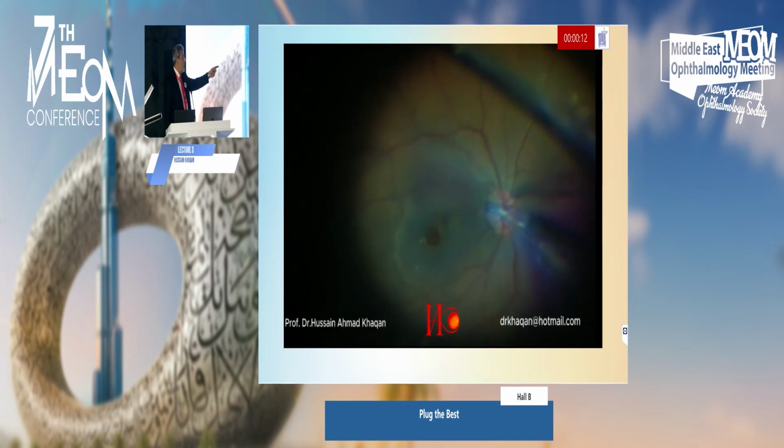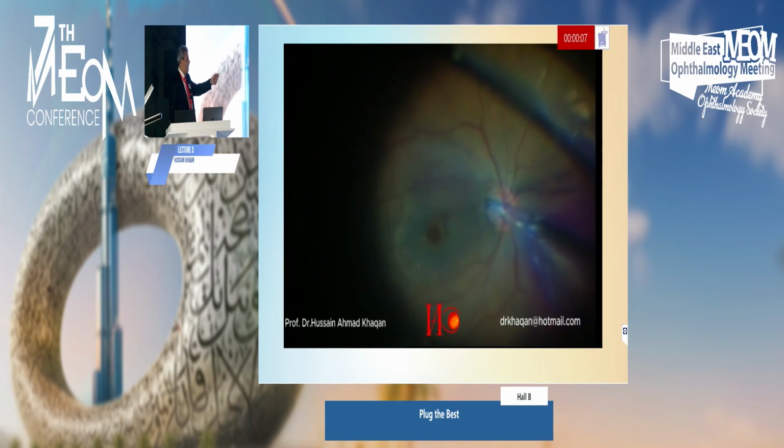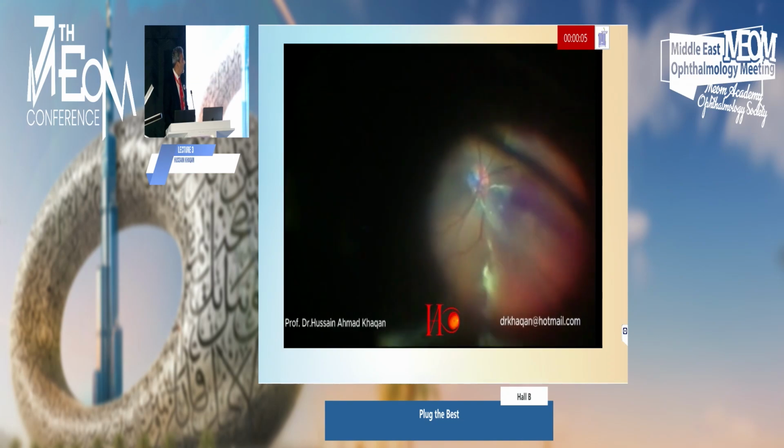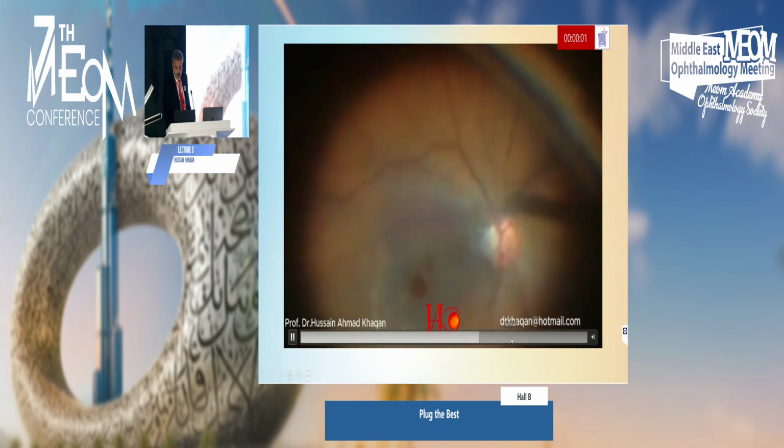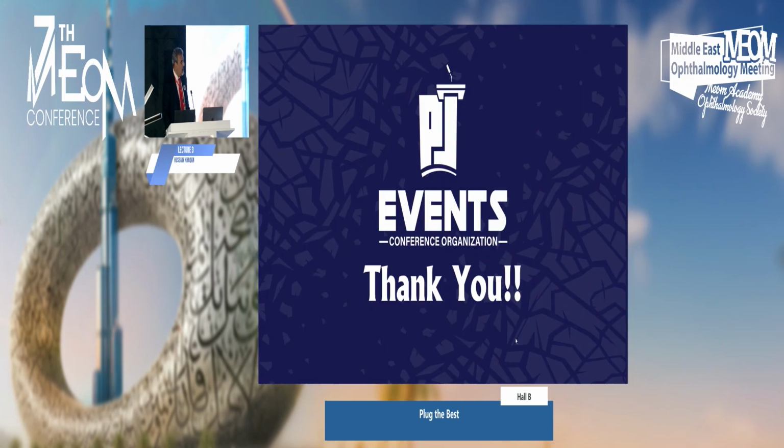And here you can see how tightly it's fixed. Even with the maximum vacuum, I cannot break this vitreous out of it. So at the end, I did the temporal flap, and we got macular hole closure.